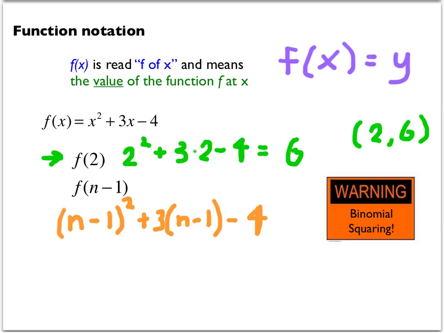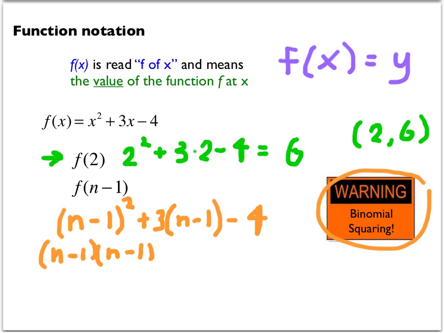Now here's the warning right over here, which I mentioned. How do you square binomials? Well, you might recall this is going to be like my FOIL method. So I have to write it as n minus 1 times n minus 1 like that. And I'm going to go through this rather quickly for the sake of time. But out of all this, once I multiply this, I'm going to get n squared minus 2n plus 1.